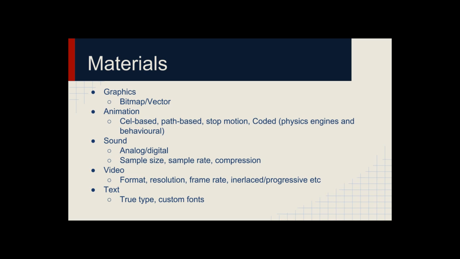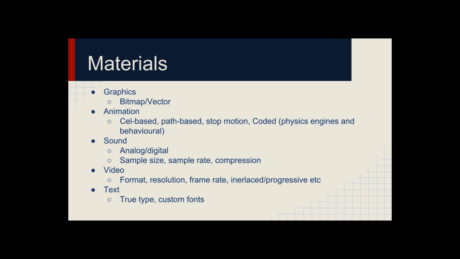With the materials, we look at bitmap as opposed to vector graphics. So there's types of graphics, and you're probably seeing the theory that we've talked about so far practically. Animation: cell-based, path-based, stop-motion, coded, such as physics engines, and behavioral animations. So we'll get into those a bit later, but even your rollover button animation is a behavioral animation. Sound: analog as opposed to digital, the effects of sample size, sample rate, and compression. All of these are features of sound that we need to keep in mind.